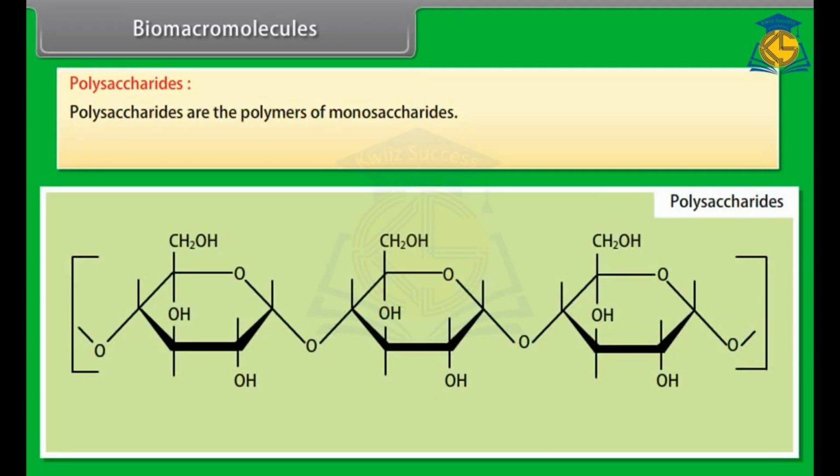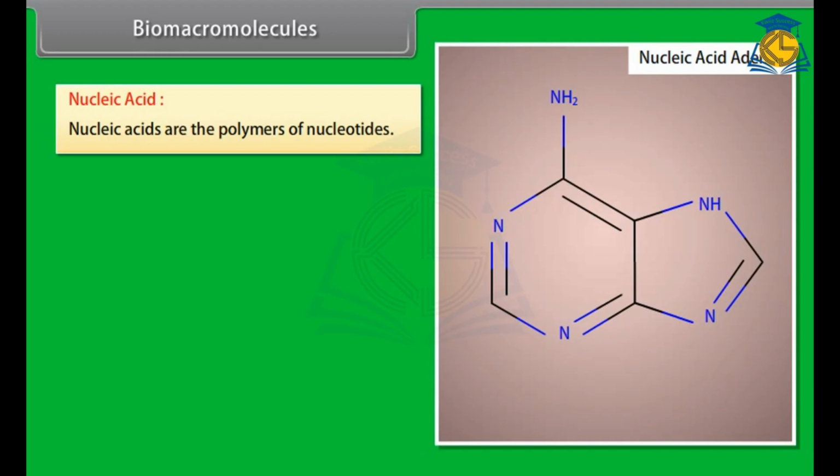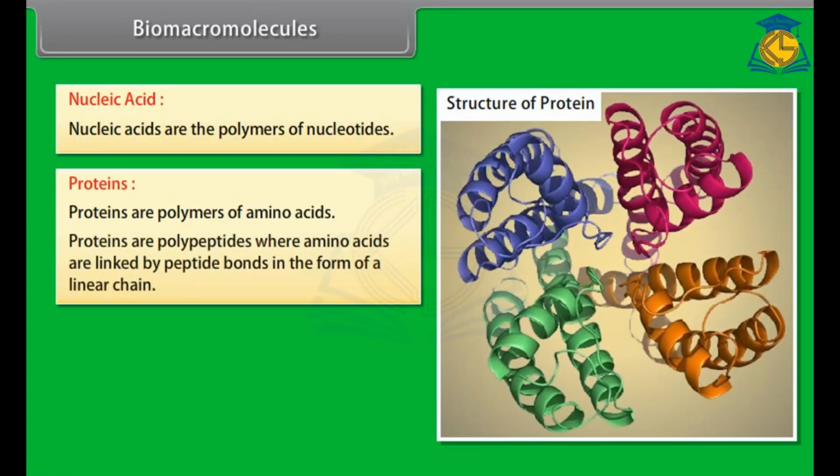Polysaccharides. Polysaccharides are the polymers of monosaccharides. Polysaccharides can be homopolymer or heteropolymer of monosaccharides. Nucleic acids are the polymers of nucleotides. Proteins are polymers of amino acids. Proteins are polypeptides where amino acids are linked by peptide bonds in the form of a linear chain.